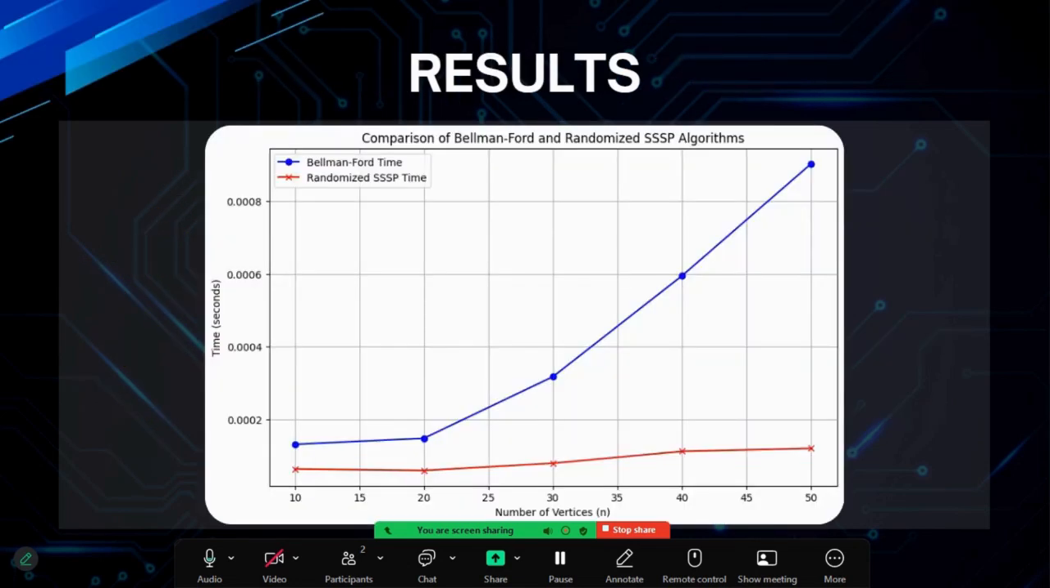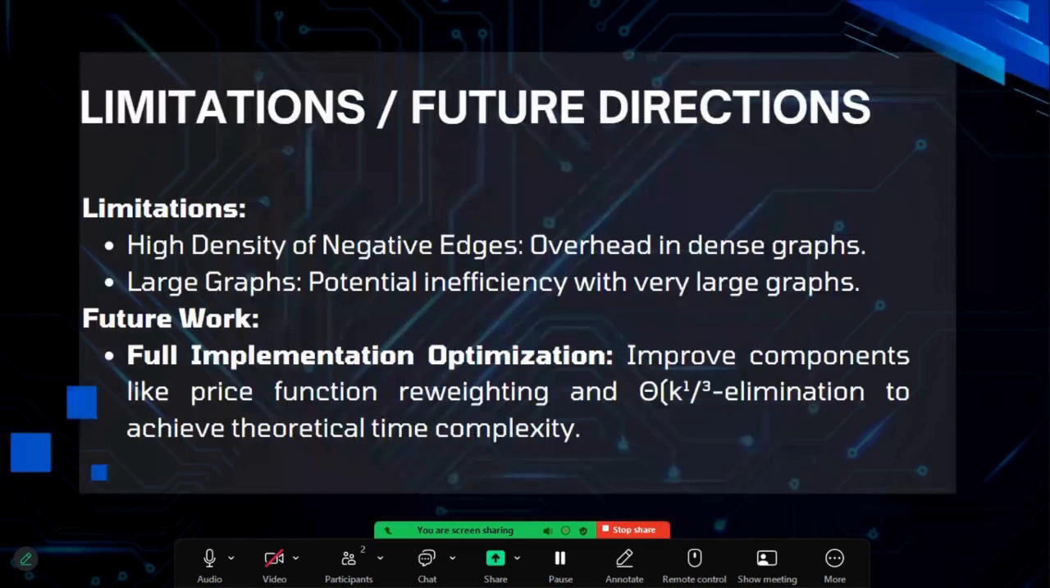Now for the results, we computed the times that both algorithms took on different numbers of vertices. As you can see, we tested on vertices around 10 till 50, and we can see that Bellman-Ford considerably took more time than the randomized algorithm. The time that Bellman-Ford took on 50 vertices was around 80 milliseconds, while the optimized algorithm took around 100 milliseconds, 10 milliseconds, sorry, my bad.